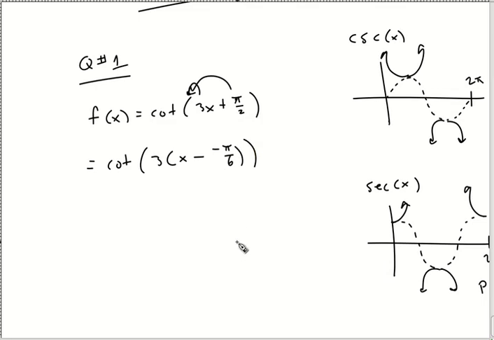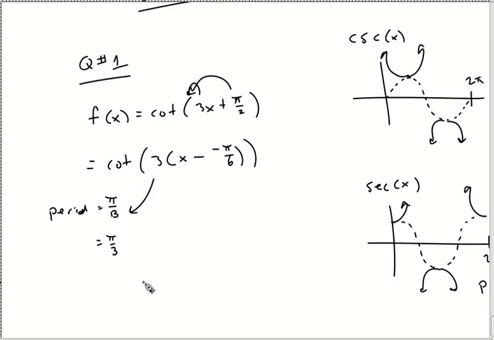Sorry, I'm just turning the page here. Okay, so we got that. Let's find my period. If you remember, it's pi over b, and this is my b. So I got pi over 3. That's my period.